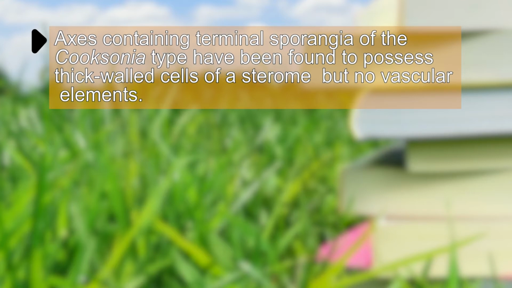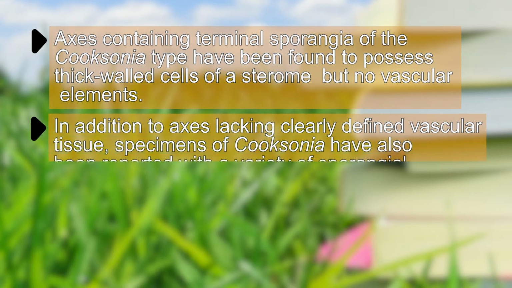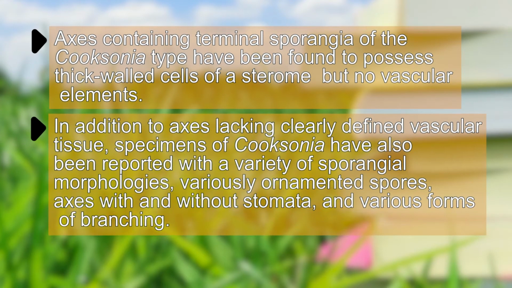Axes containing terminal sporangia of the Cooksonia type have been found to possess thickened walls, but there are no vascular elements. In addition to axes lacking clearly defined vascular tissue, specimens of Cooksonia have also been reported with a variety of sporangial morphologies, variously ornamented spores, the axis with or without stomata, and various forms of branching.